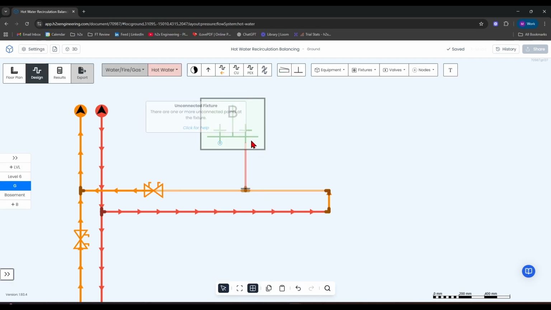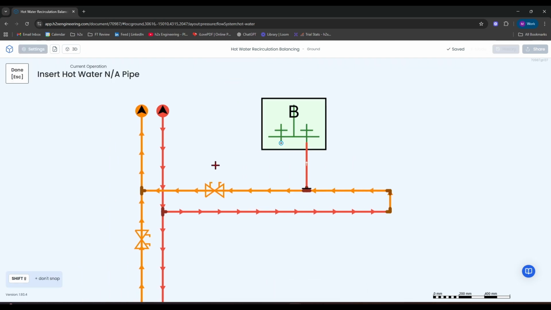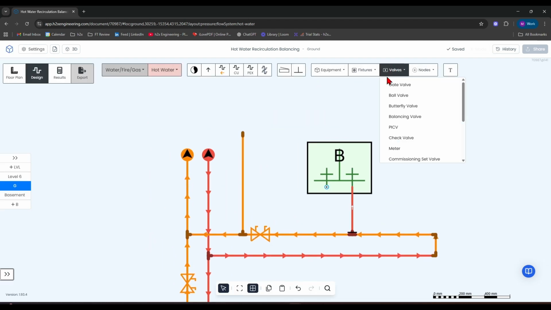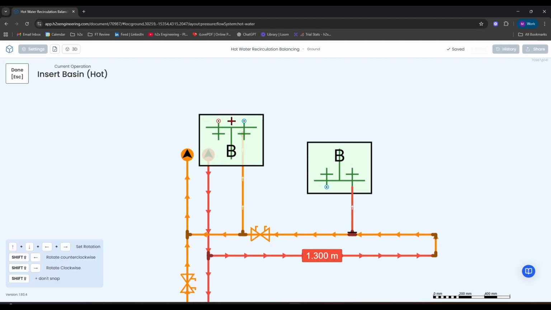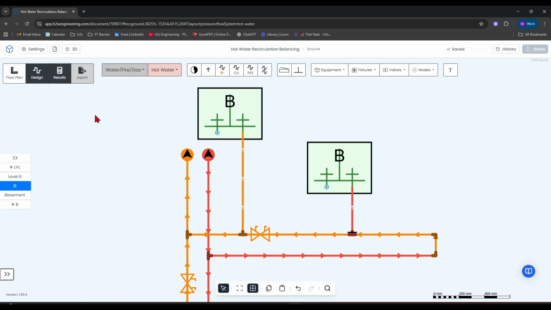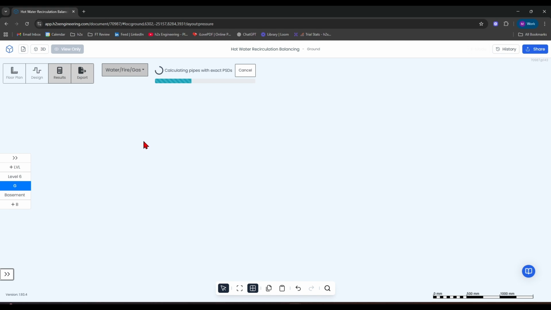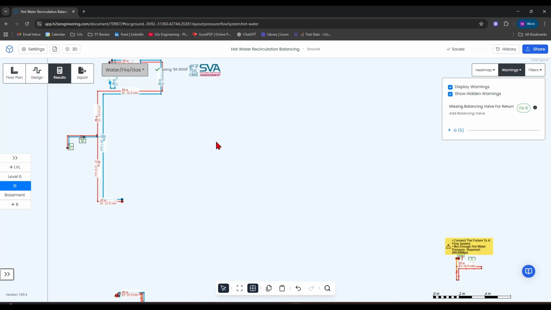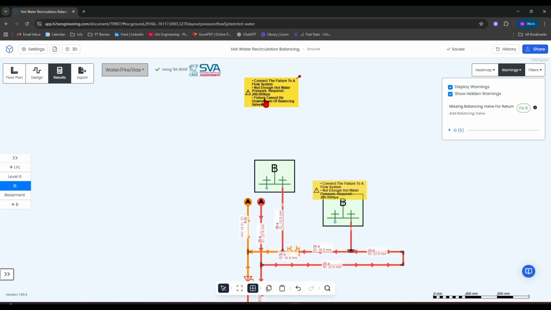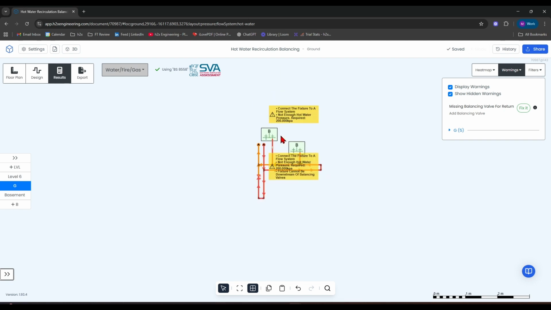That would be fine. However, if you were to add a fixture here, that would not be fine. You would receive a warning. I've hit results there. Fixture cannot be connected downstream of the balancing valve.